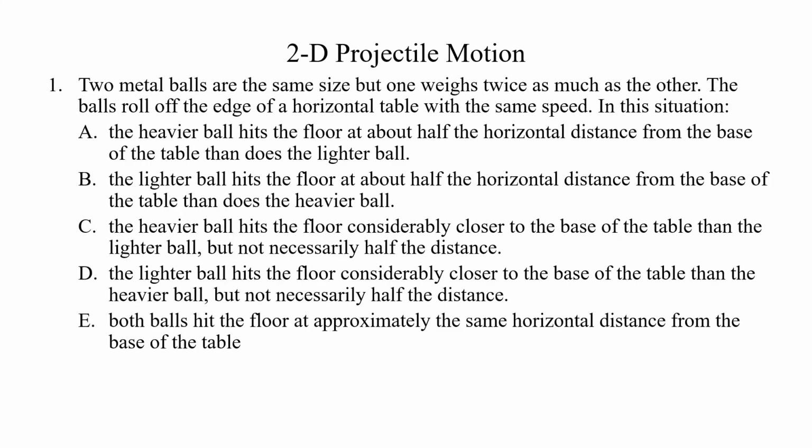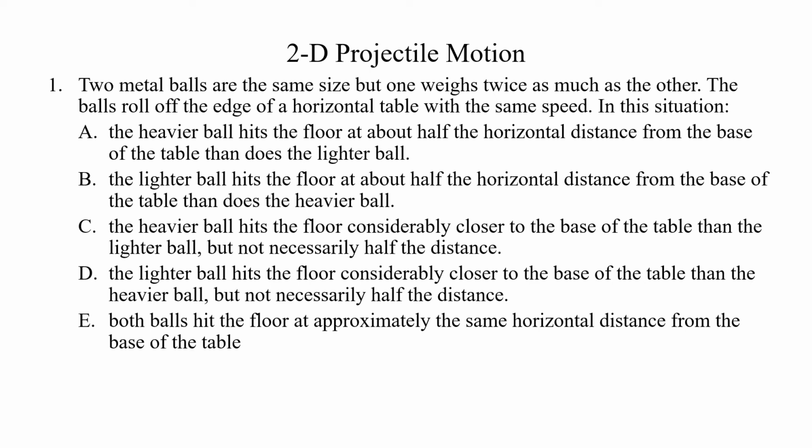All right, here's a check your understanding question. Two metal balls are the same size, but one weighs twice as much as the other. The two balls roll off the edge of a horizontal table with the same speed. So in this situation, A, the heavier ball hits the floor at about half the horizontal distance from the base of the table than the lighter ball.